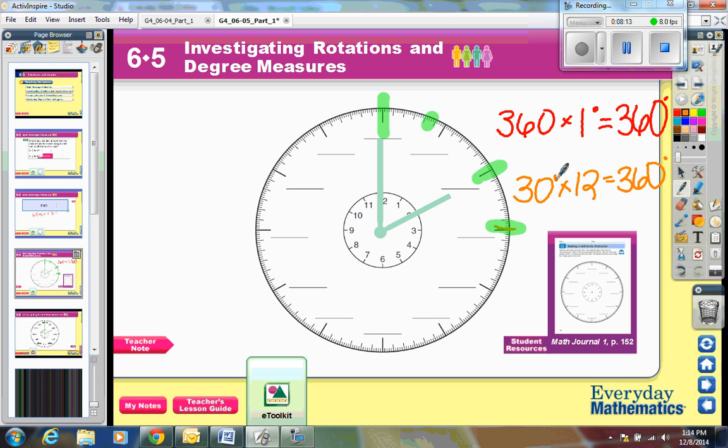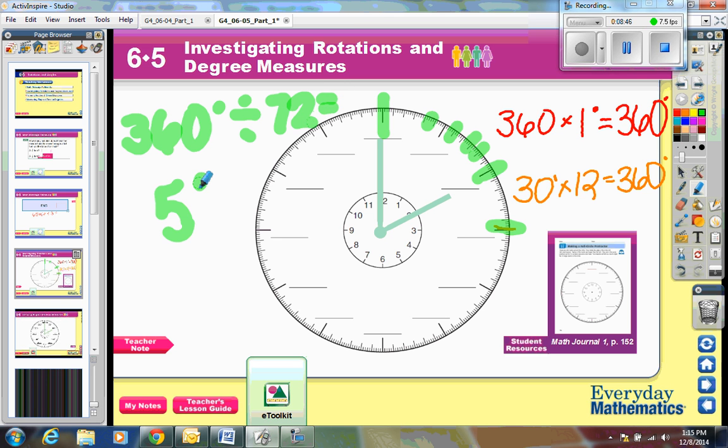So our 12 markings contribute each 30 degrees. Finally, the middle-sized marks, so these lines here, divide the circle into 72 spaces. This is not math that I would expect you to know, but you can do 360 degrees divided by 72, which would give you an answer of 5 degrees. So each of those middle-sized marks is equivalent to 5 degrees.